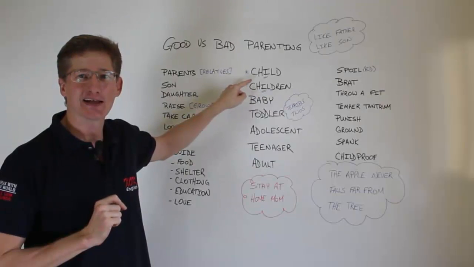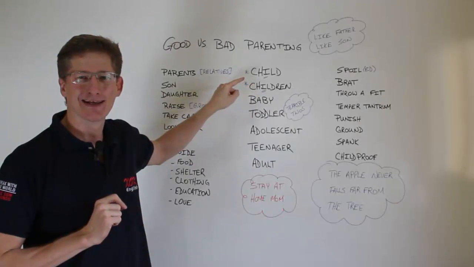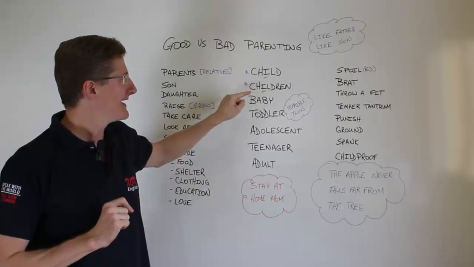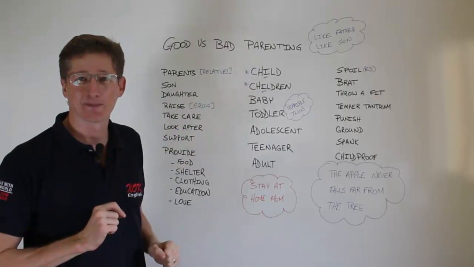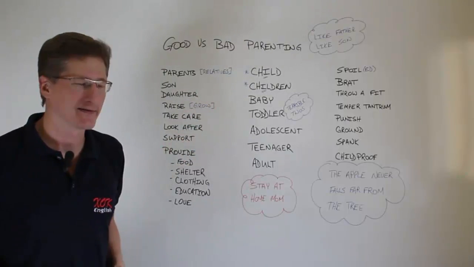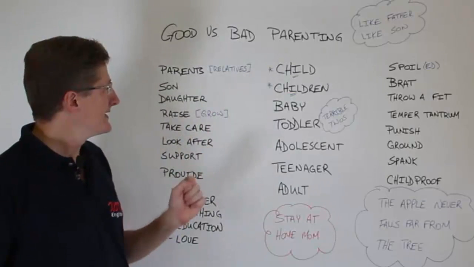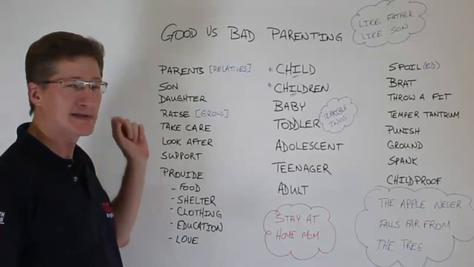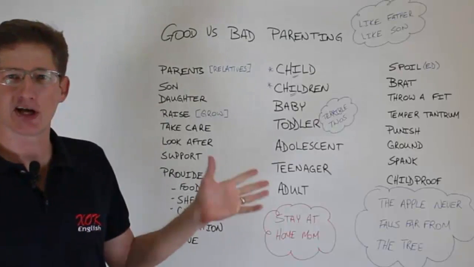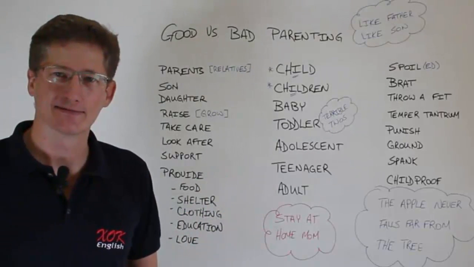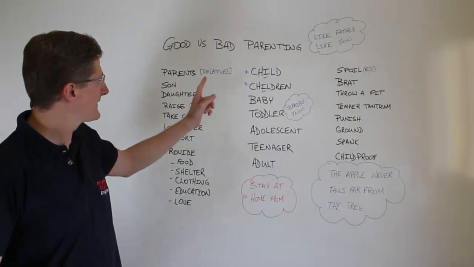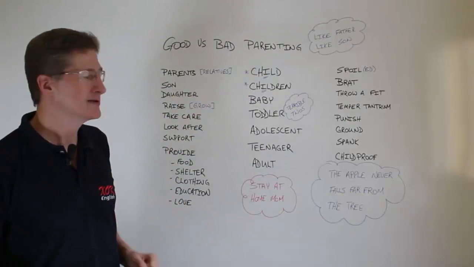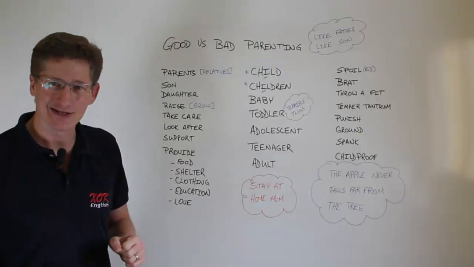So we say child, repeat it with me, child, and children. Children. Good. Fantastic. Children can be boys or girls. So if it's a boy, we call the child a son, all right? And if the child is a girl, we call her a daughter.